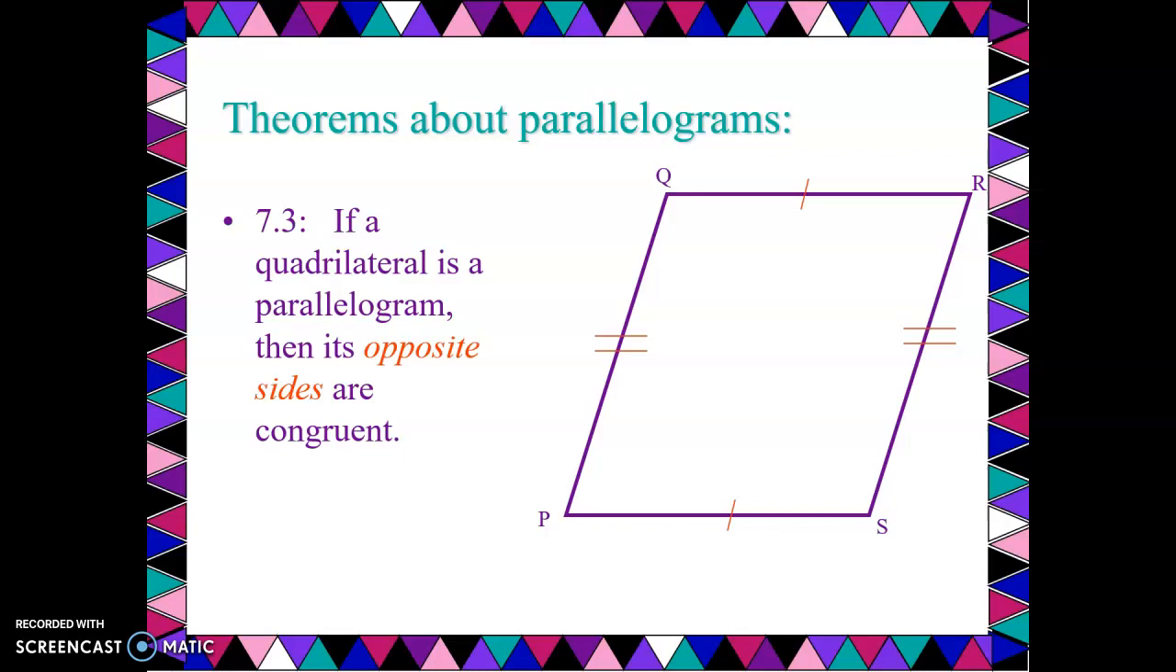The first law is Theorem 7.3. It says, if we know the shape is a parallelogram, then we also know that the opposite sides are congruent, meaning that the opposite sides are the same length. In this picture, segment QR is the same exact size as segment PS. Notice the one tick mark. And then also, segment QP would be the exact same size as segment RS. Again, notice the double tick marks.